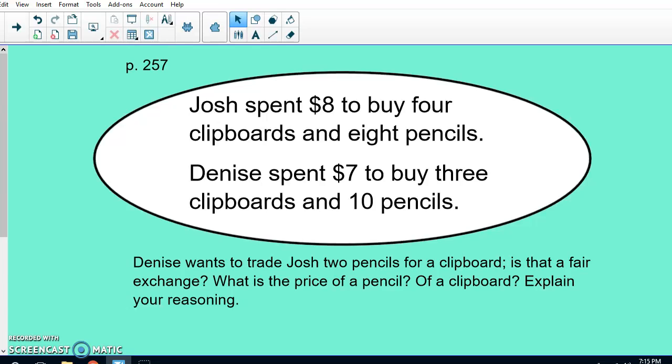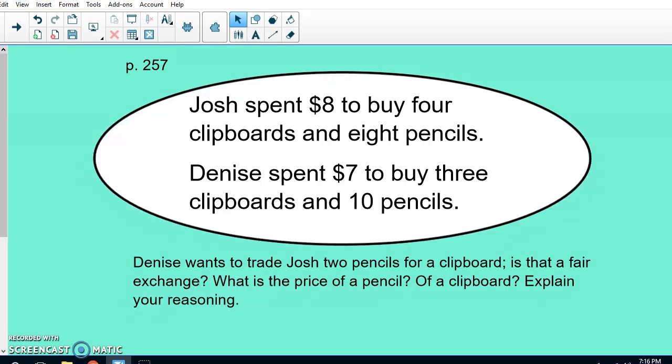The problem I chose to focus on was from page 257, and it goes like this. Josh spent $8 to buy 4 clipboards and 8 pencils. Denise spent $7 to buy 3 clipboards and 10 pencils. If Denise wants to trade Josh 2 pencils for a clipboard, is that a fair exchange? Consider what is the price of a pencil, what is the price of a clipboard, and explain your reasoning.